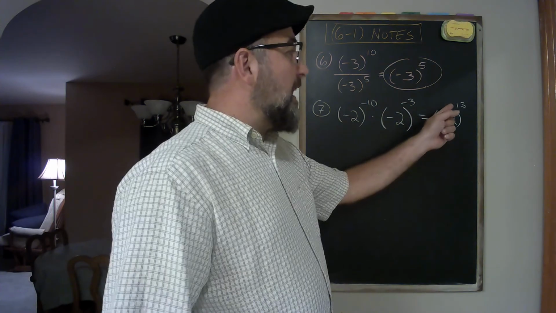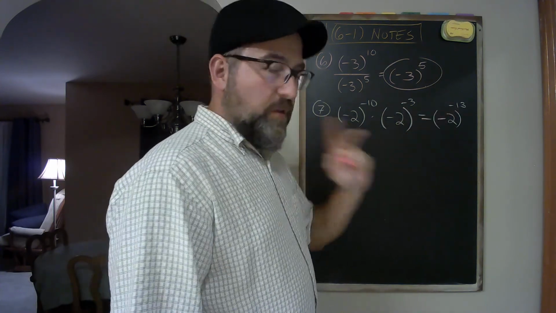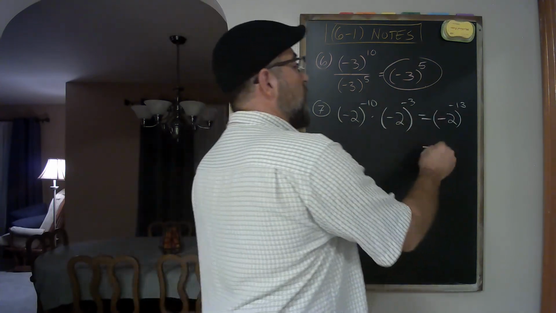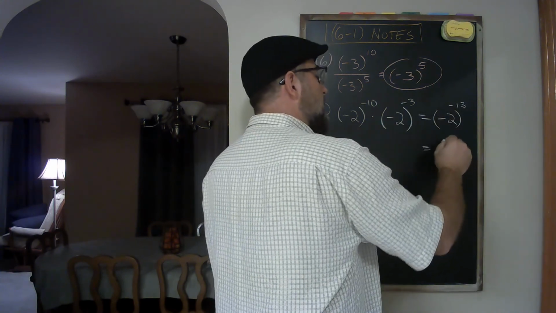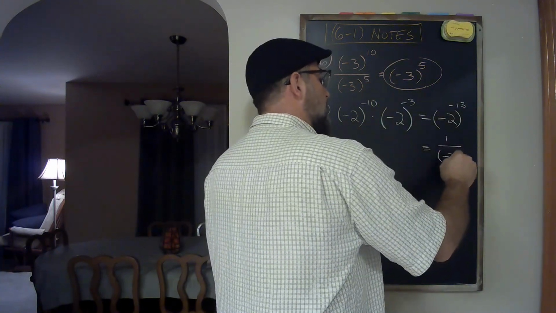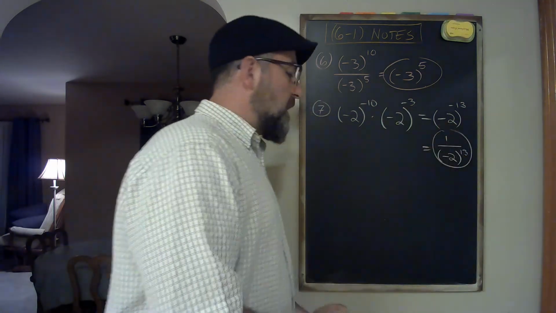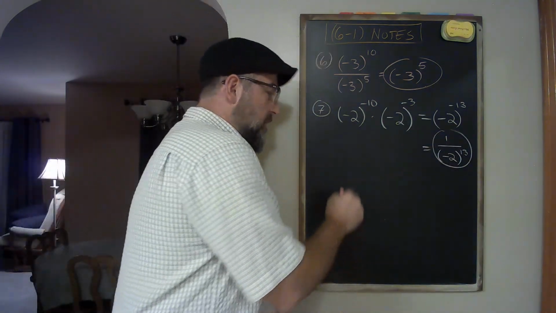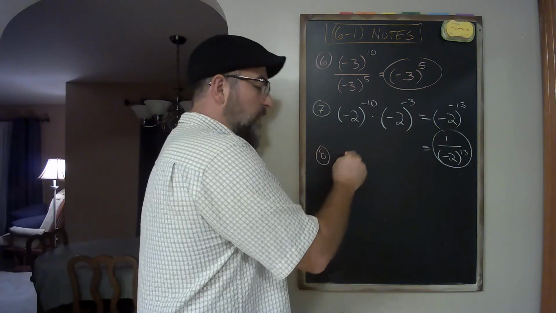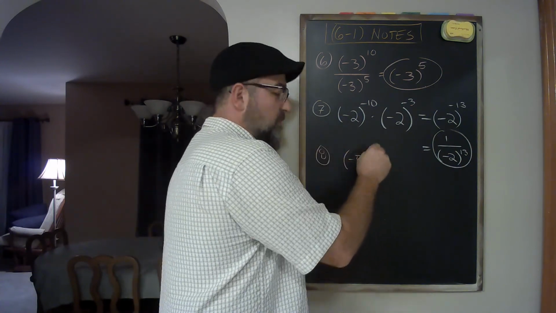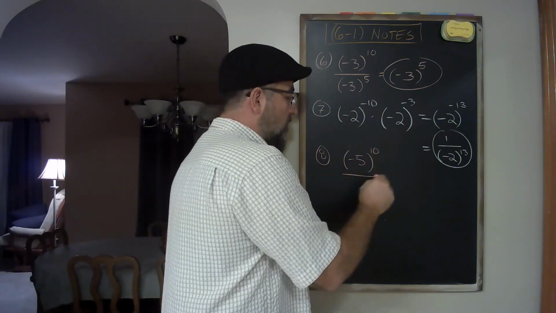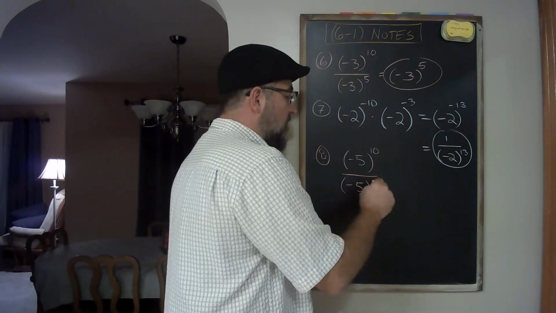Now this negative exponent, we don't want negative exponents, so we're going to have to reposition that power of negative 2 to be in the denominator. So we're going to have negative 2 to the positive 13 down in the denominator. That's number 7. Number 8, we have negative 5 to the 10th over negative 5 to the 13th.